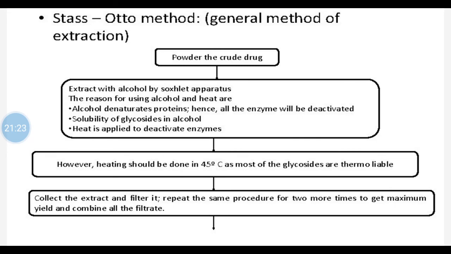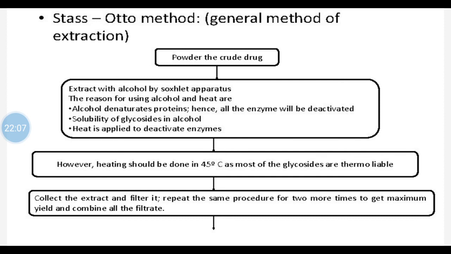Now this is one of the important methods which is used by pharmaceutical companies for extraction of glycosides, and the name of the technique is Stas-Otto method. Here, first of all, the drug is powdered, isn't it? Then this is extracted with alcohol by using Soxhlet apparatus.